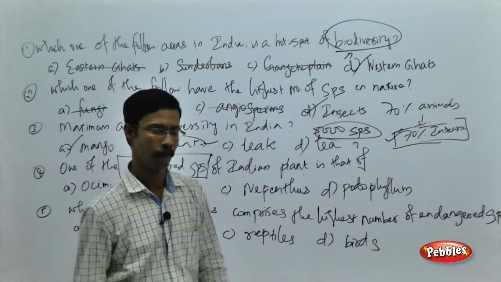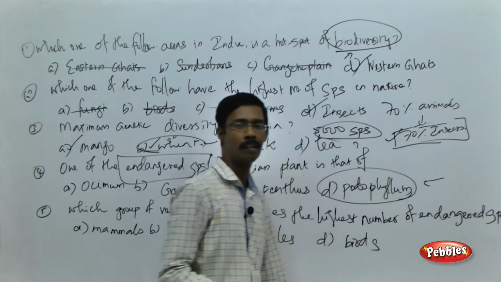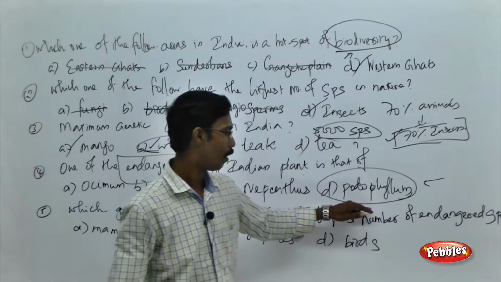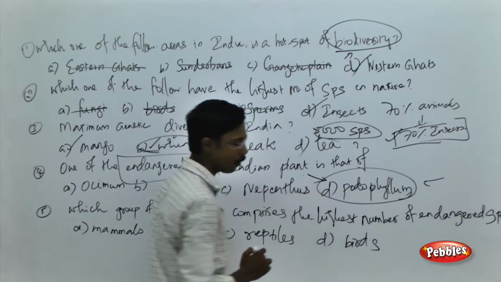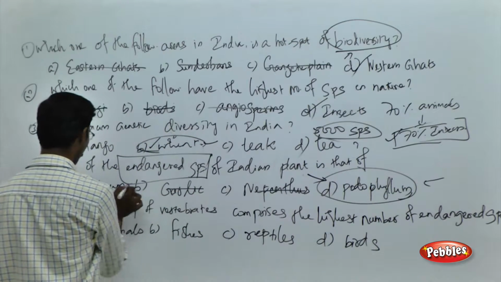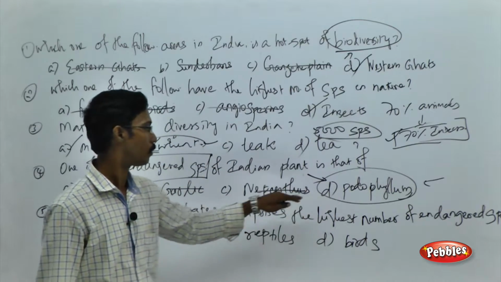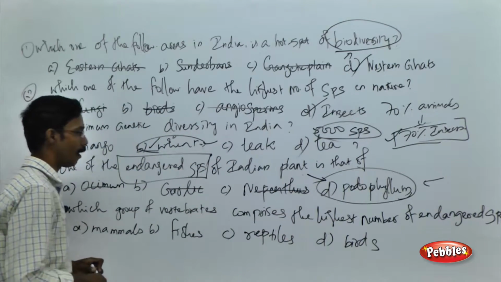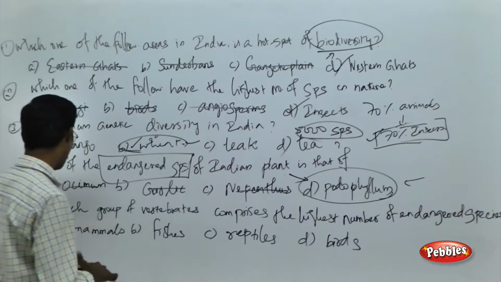For example, Podophyllum contains active ingredients to treat cancer and skin diseases. It is in the endangered category. That means it is about to become extinct compared to the remaining varieties among the choices. So Podophyllum is the correct answer for this type of question: the endangered species of Indian medicinal plant, Podophyllum. Fine. See the final question over here.